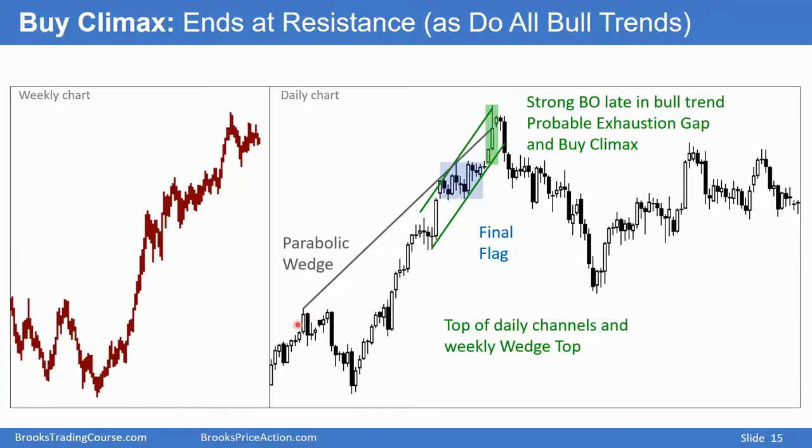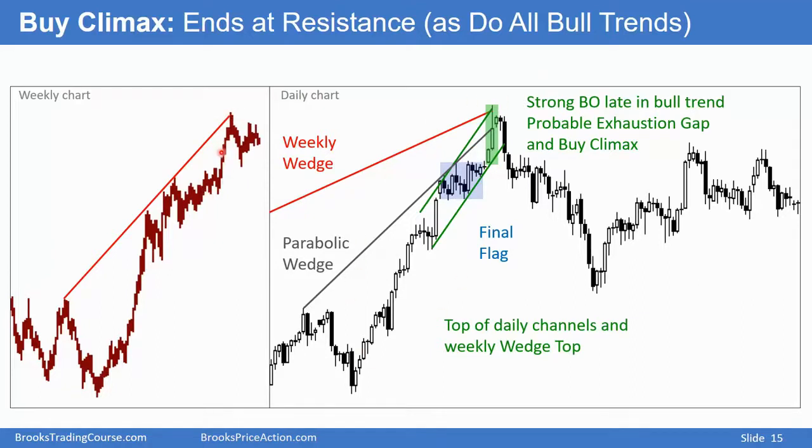Possibly a parabolic wedge, 1, 2, 3. So another reason why this general area is resistance. On the weekly chart, 1, 2, 3. This area on the daily chart is simply this area on the weekly chart.